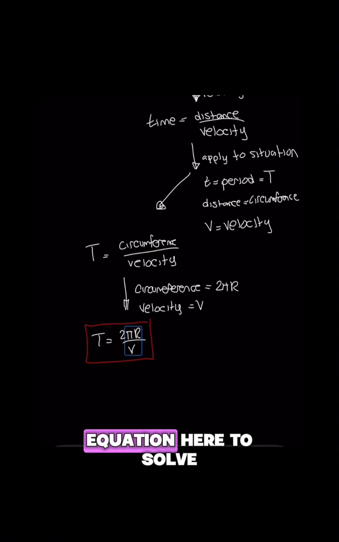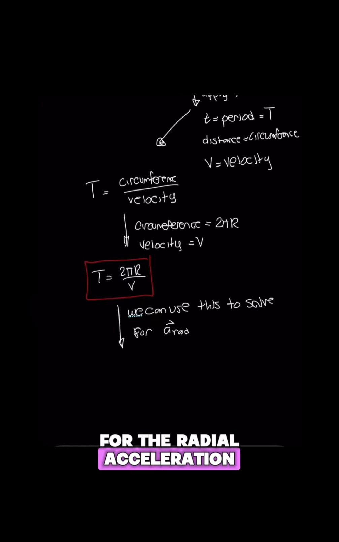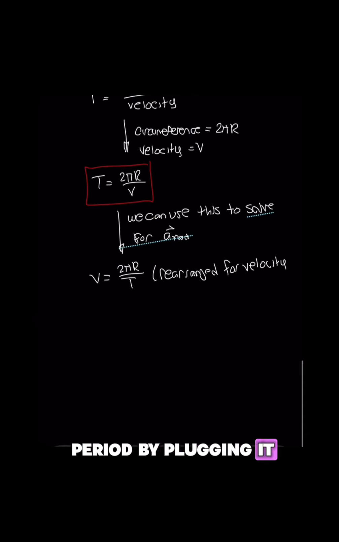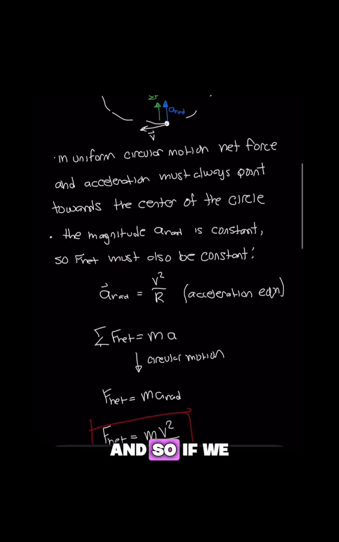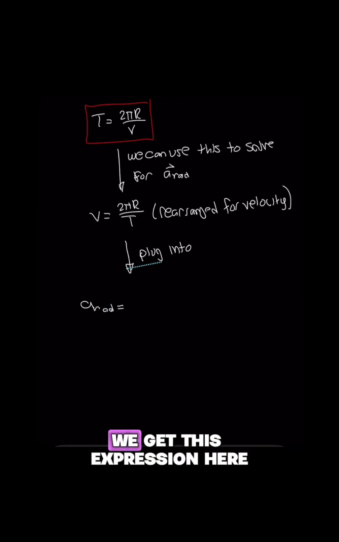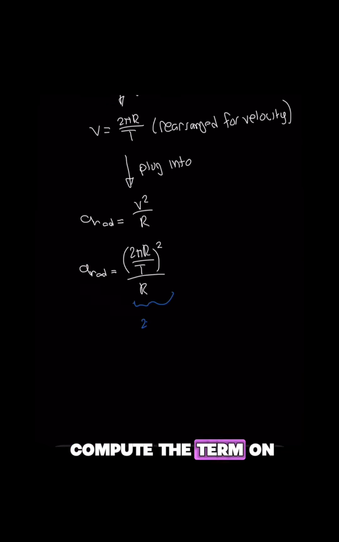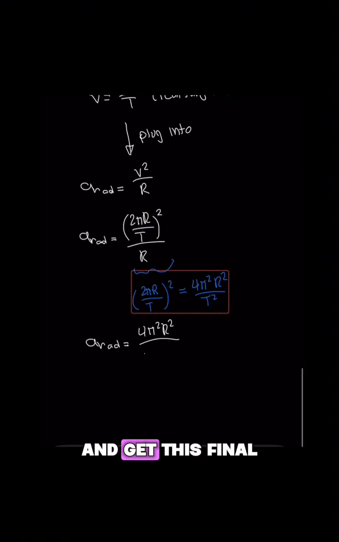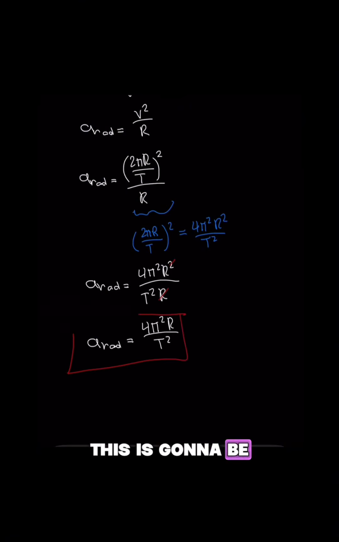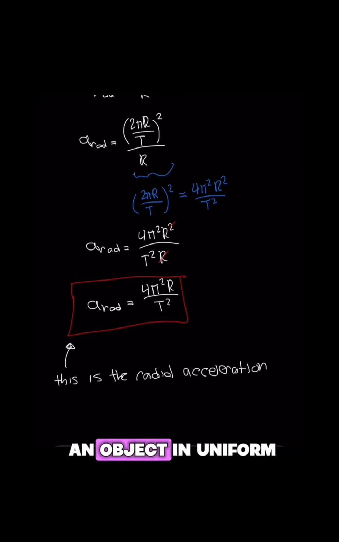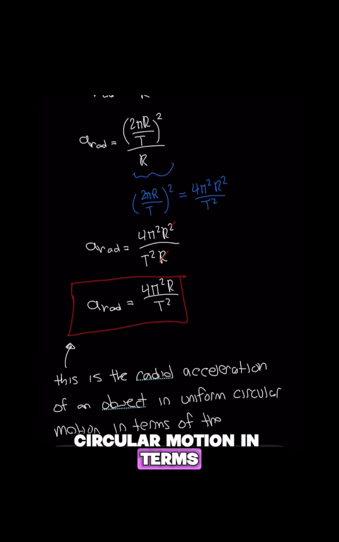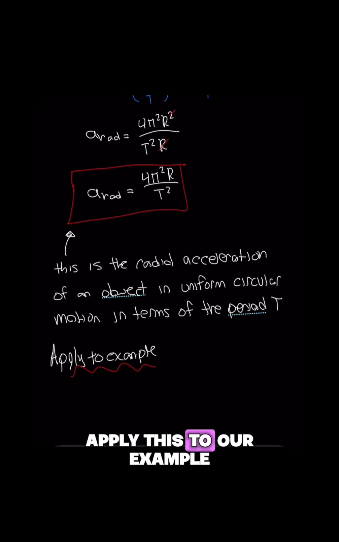We can use this equation here to solve for the radial acceleration in terms of the period by plugging it into our equation up here. And so if we plug this in for the velocity, we get this expression here, and then we can compute the term on the top. We do a simple cancellation and get this final answer here. This is going to be the radial acceleration of an object in uniform circular motion in terms of the period T.